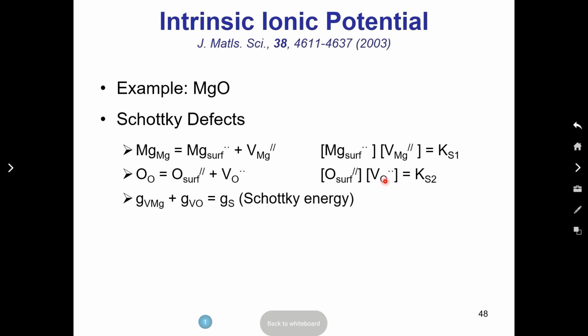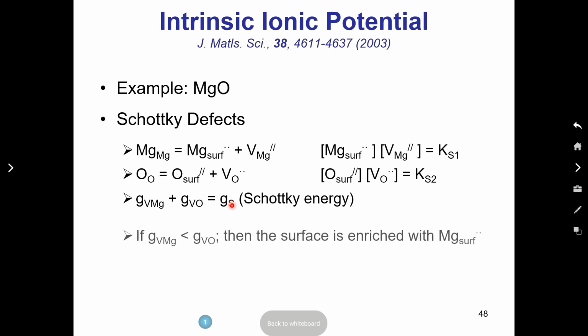And then you can look at the amount of energy you spend to create the defect as the sum of the 2. So this is the energy to create the magnesium vacancy, this is the energy to create the oxygen vacancy, so you just add them up to get the energy for creating the Schottky pair.